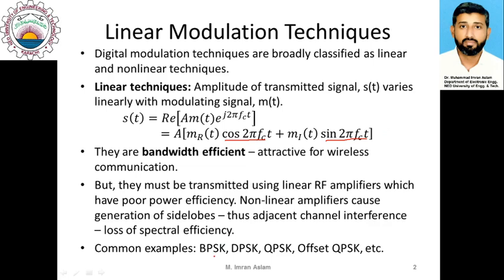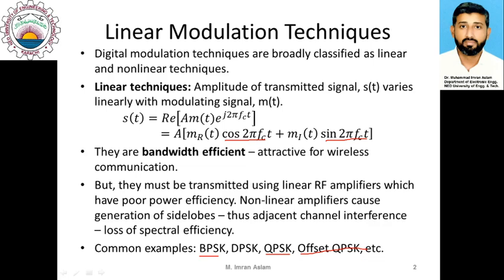The common examples for linear modulation techniques are BPSK, which is the basic form of PSK signaling, where we use two different phases to represent the binary information. We discussed QPSK in our last class, in which we use four different symbols, and we use four different phases to represent those four symbols. So QPSK is actually an M-ary version, or 4-ary version, of BPSK.